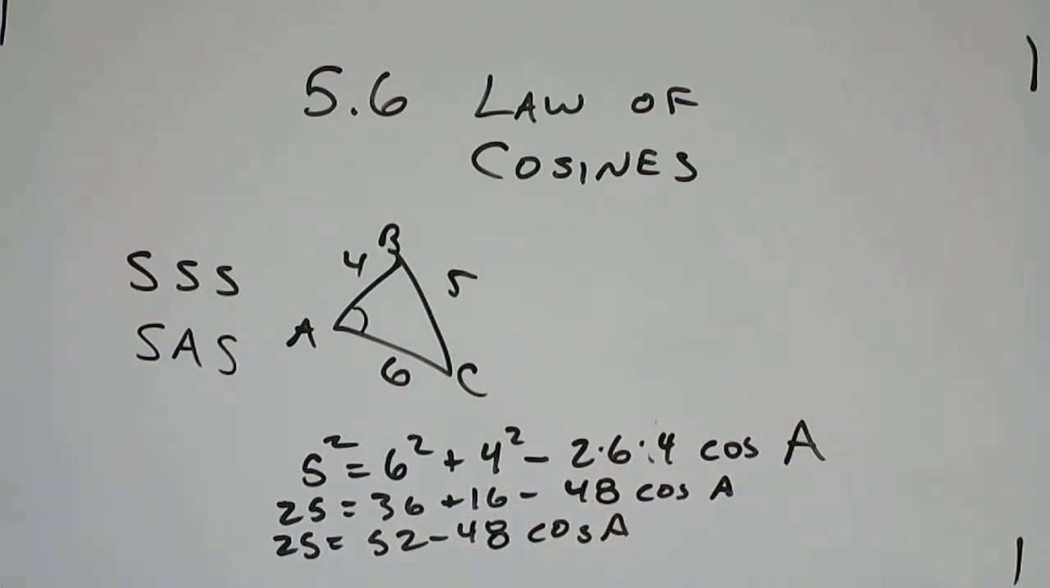Now this is actually the place where people most often make a mistake because they want to just subtract this 52 minus 48. But you can't do that because that would be violating the order of operations. Instead, I need to subtract 52 from both sides and then divide by negative 48. So I'd have negative 27 equals negative 48 cosine A. So 27 over 48 is equal to the cosine of A. And then if I use my calculator, I can plug that in and do the inverse cosine of 27 over 48.